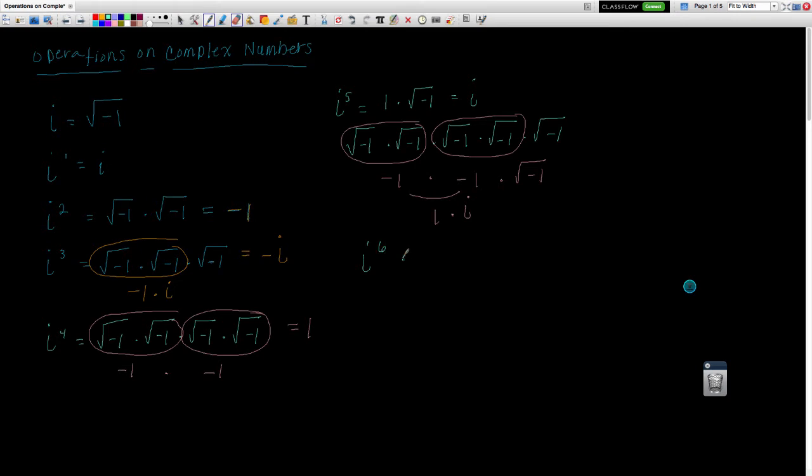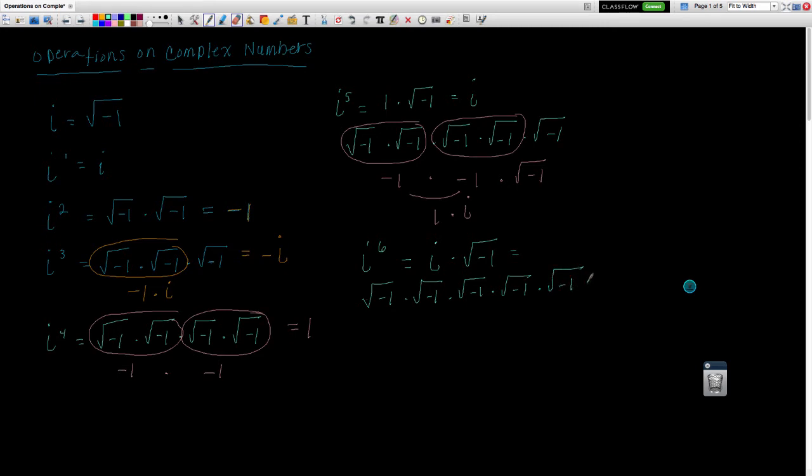i to the sixth power. Well, if i to the fifth power is i, you would have i times the square root of -1. Well, how do we do that? Let's just write it out and see. You can't have i squared as your answer, but you do know that i squared is -1, so that should be what we come up with.